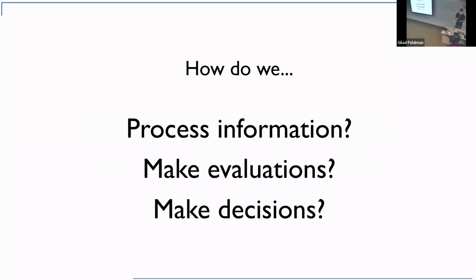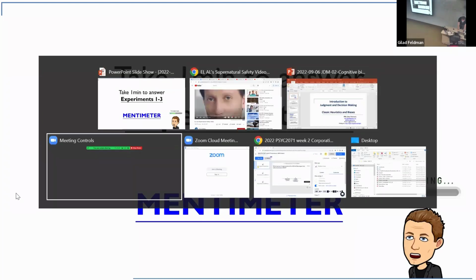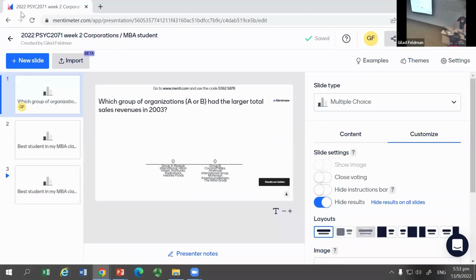So how do we process information? How do we make evaluations? How do we make decisions? We're going to run a few experiments from Daniel Kahneman and his work. Perhaps some of these you've seen before. I'll ask you to open your laptops or your mobiles to join on the Mentimeter. And we'll go to the first one here.